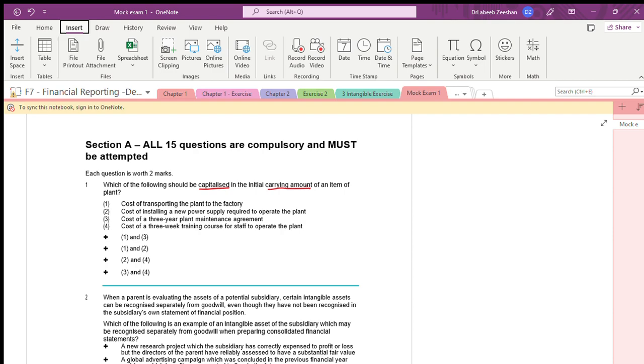Now, cost of transporting the plant to the factory. Cost of installing a new power supply required to operate a plant. Cost of a 3-year plant maintenance agreement. Cost of a 3-week training course for staff to operate the plant. Which one is the answer?